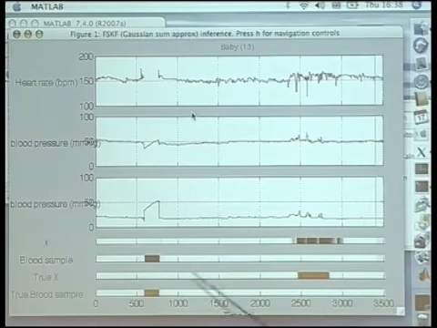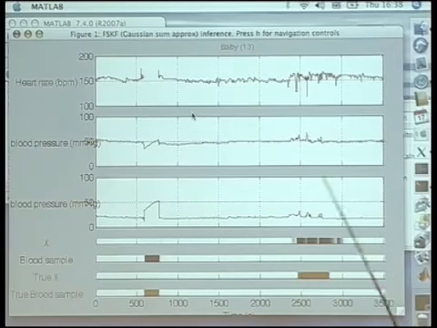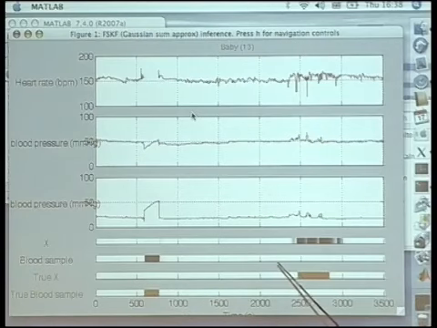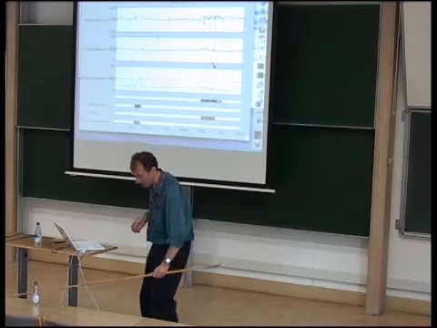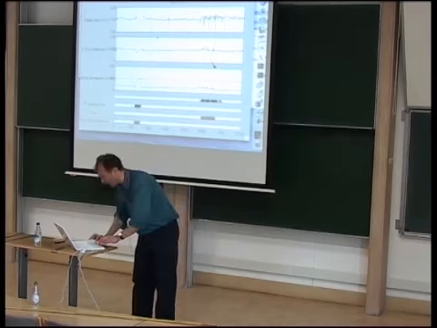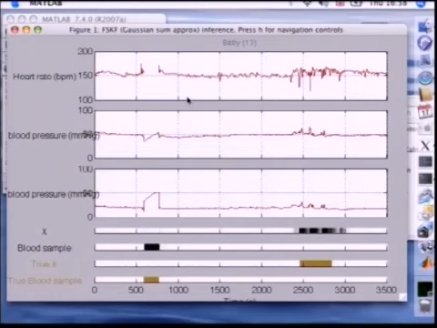This is the truth, as it were, marked up by clinicians. This is some region of instability which isn't attributable to one of these known factors. This is attributable to a blood sample. So what we saw is that this is filled up and this has picked up the X factor here. So we've been able to capture this unexplained variability with the X factor.